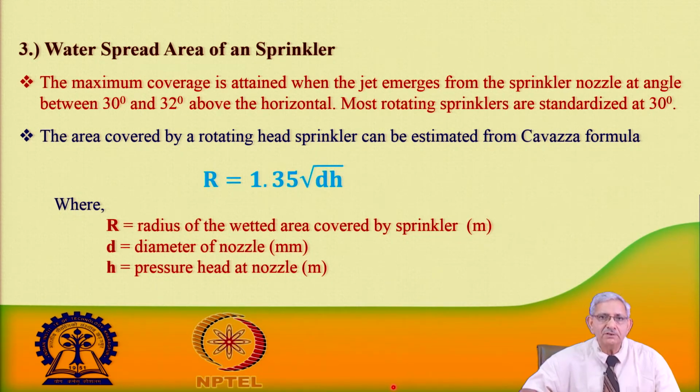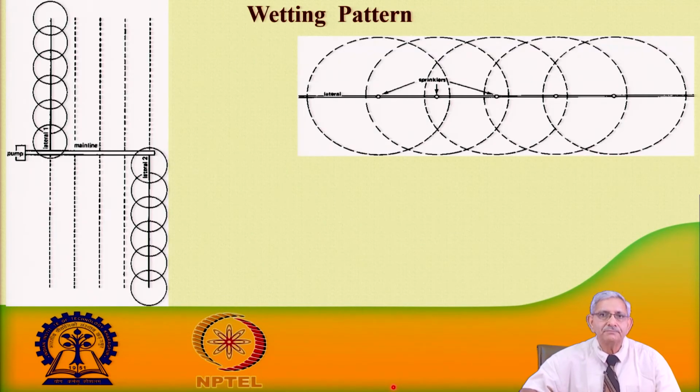The empirical relationship to obtain the radius of wetted area can be estimated by using the expression r equal to 1.35 root 2 g h. So, this can be obtained empirically, while we will conduct experiment on performance evaluation part. You will also find out what is the radius of coverage.